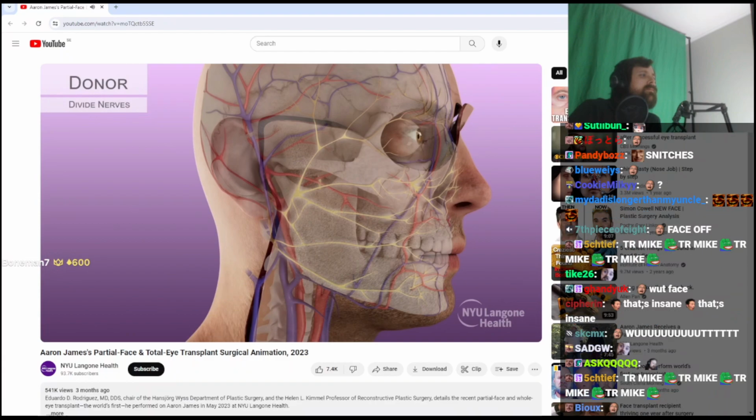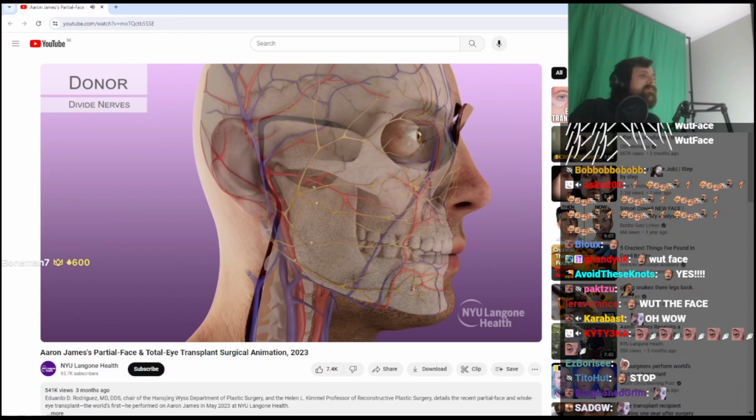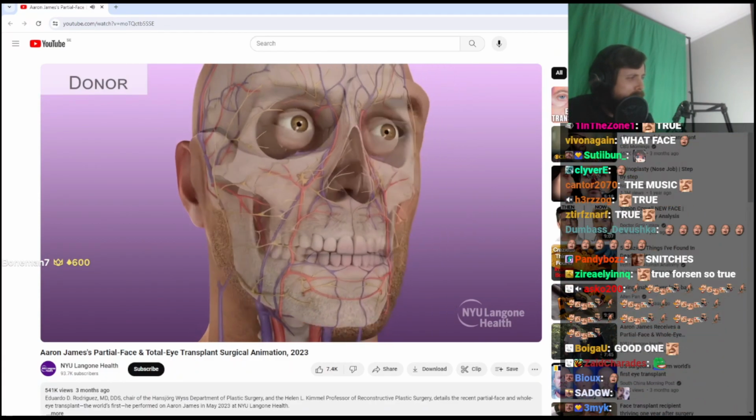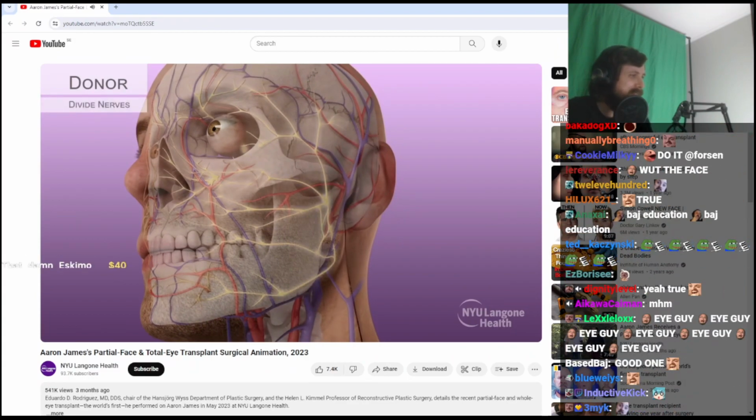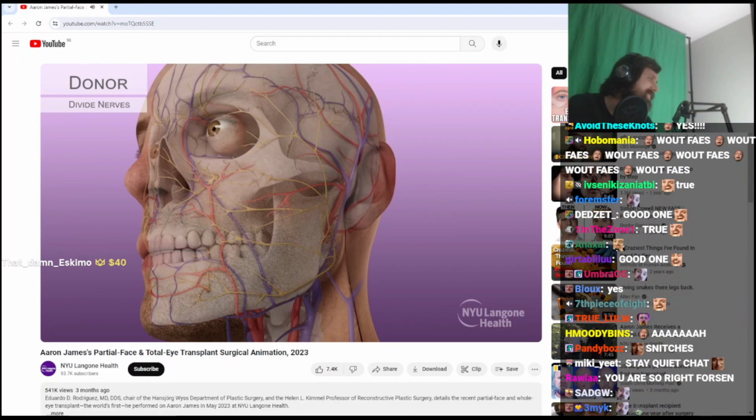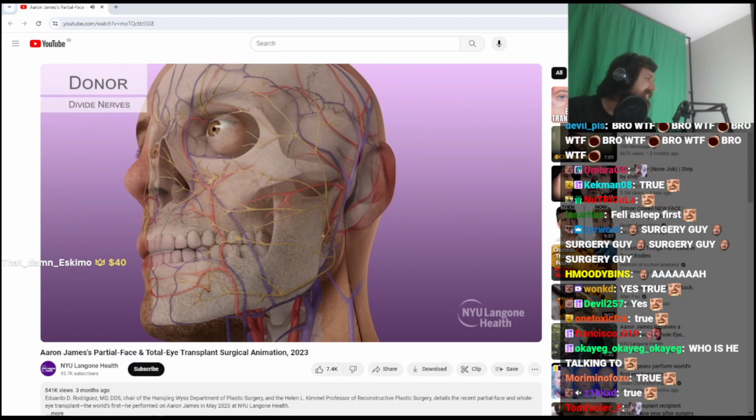The branches of the facial nerve were carefully dissected circumferentially and transected distally on the right. On the left, the facial nerve was dissected circumferentially and transected at the level of the trunk as it exits the base of the skull.